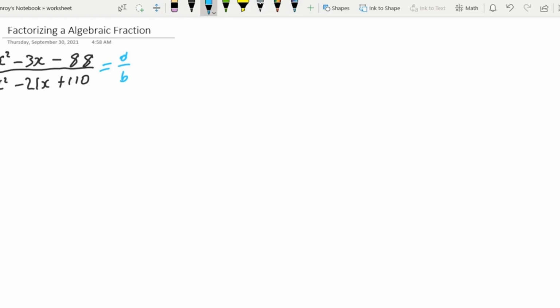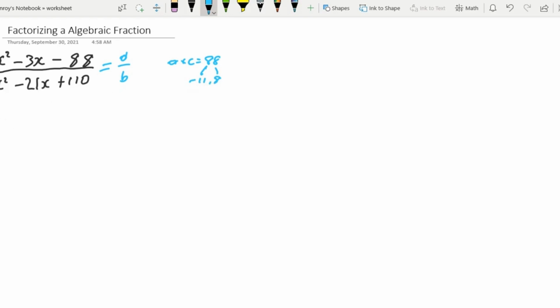Now we have an x squared term starting the equation. We need to find two factors of a times c, which is equal to 88, that when we add them we will get -3, and when we multiply them we will get 88. We know that to be -11 and 8. Those are two factors. When we add -11 plus 8, we get -3. Alright, we're going to also do that.